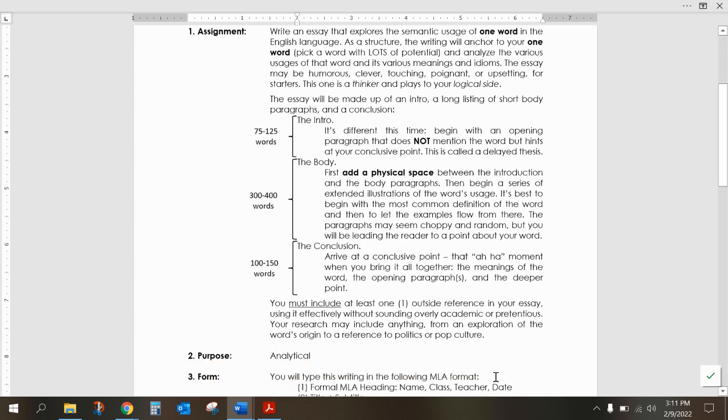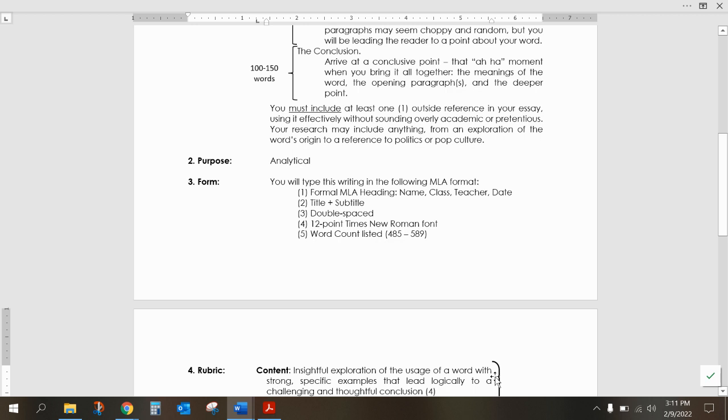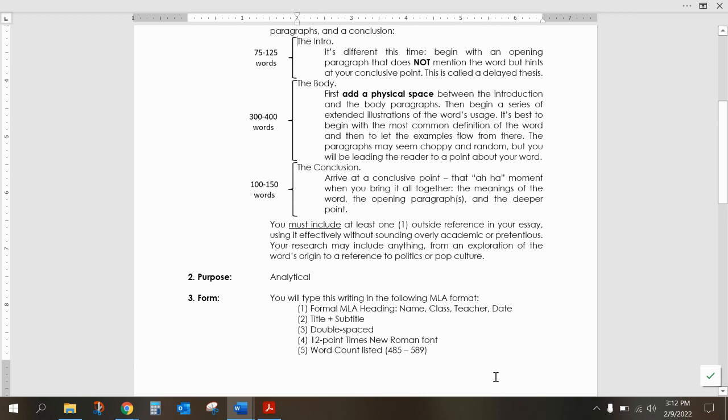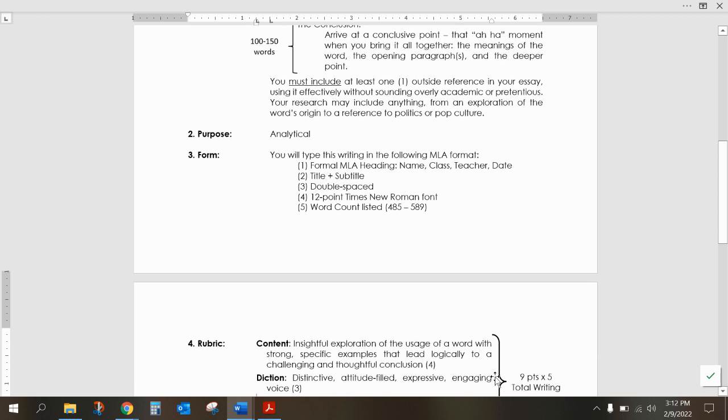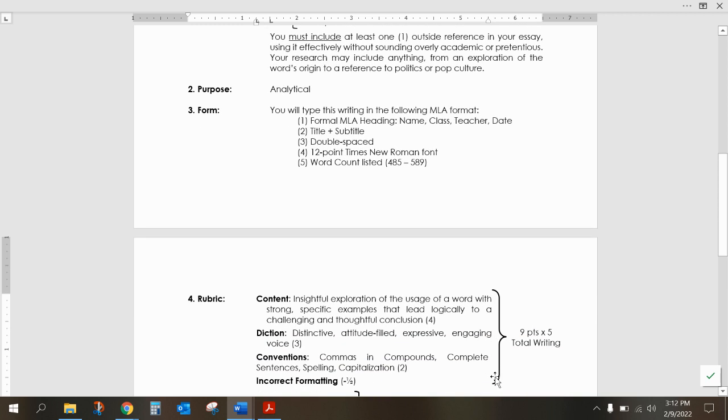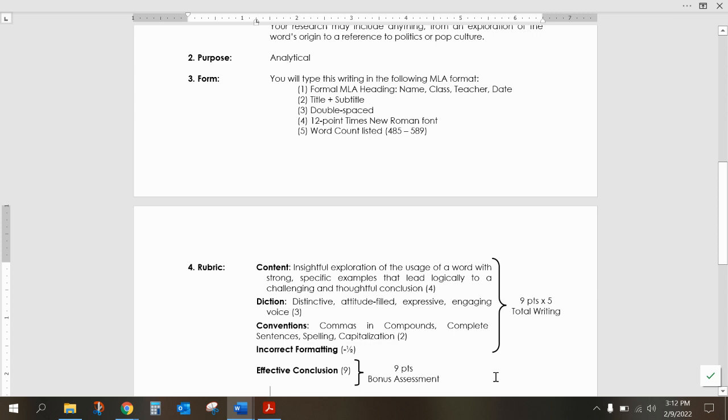This is a very analytical paper. The way we format it is the same as we've formatted in the past. So the same way we formatted the last writing. And it's longer though. This is one of our longer writings we have. So you get anywhere between 485 to 589 words on this one. And hopefully my numbers up here will kind of guide you to getting to that goal. Lastly is our rubric. Very similar to last time. We're going to basically get 9 points for our writing. And this time, because it's a longer writing, I multiply it by 5. So this is going to be 45 points.